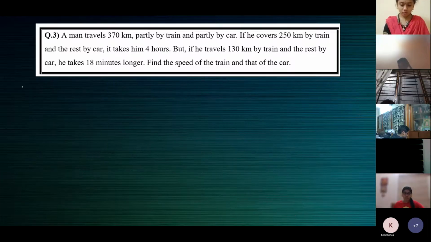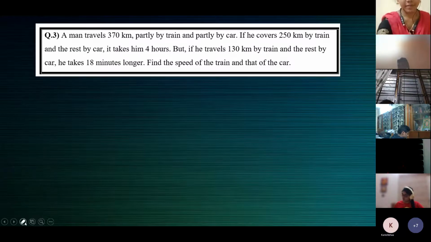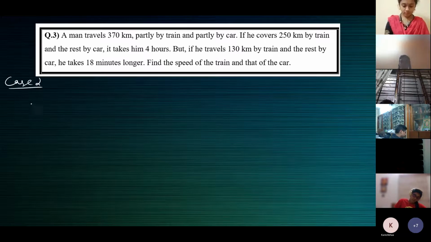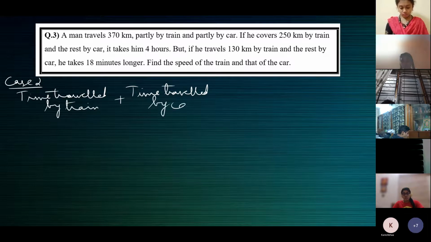Okay, now case 2. Did I write case 1 there earlier? Yes, ma'am. It's case 2. Case 2: time traveled by train plus the time traveled by car is equal to total time taken.